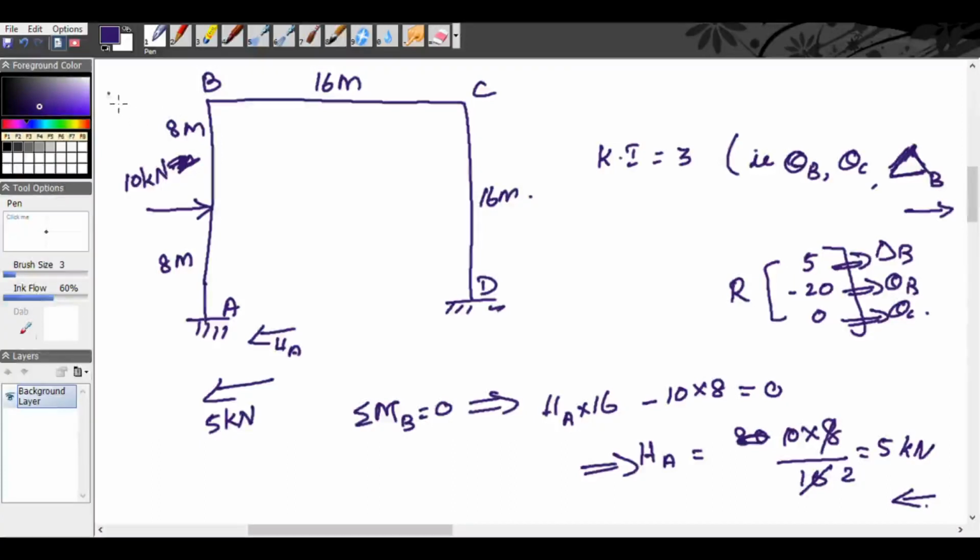Okay. So here we will get a 5 kilonewton reaction for this 10 kilonewton load, and at B we will have 10 minus 5, so a 5 kilonewton load. That is why you are getting 5 here. This external force is equal to 5. Okay. So these both are reactions. So now you can continue with this. So I will give you the final result.